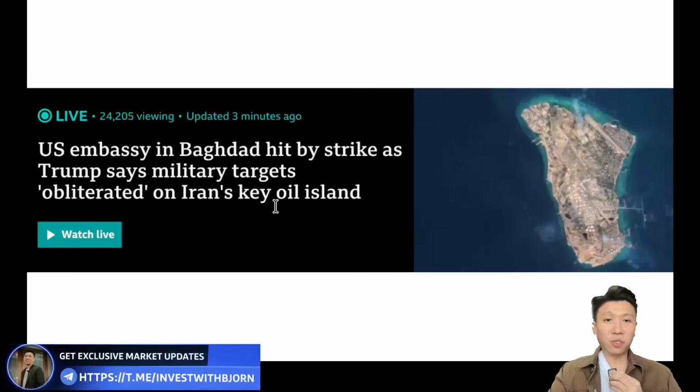Another piece of news is that the US Embassy in Baghdad was hit in a missile attack on Saturday. Now, this again increased the perception that tensions across the region will continue escalating, and this is another layer of uncertainty as more bases get attacked on both the Iran and US side. This is not going to look good.